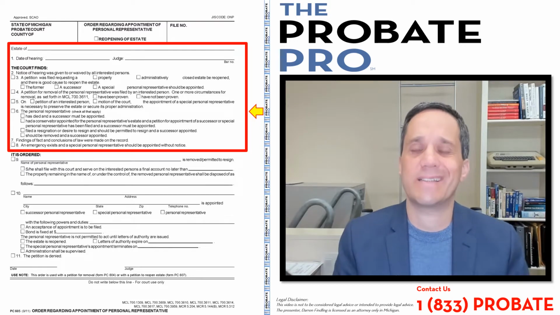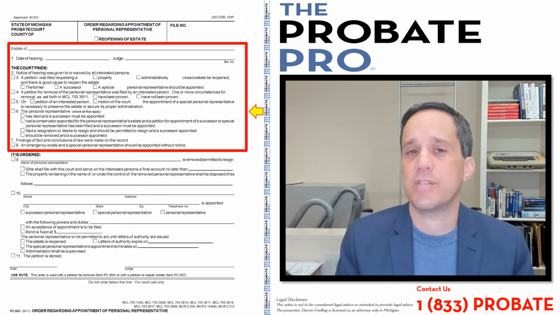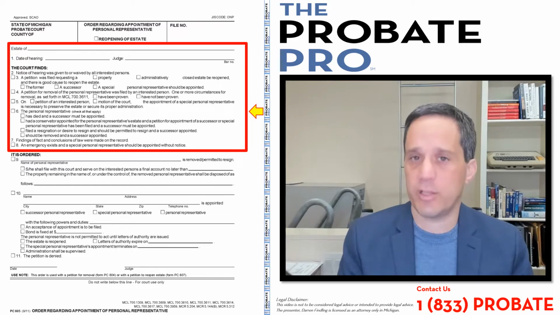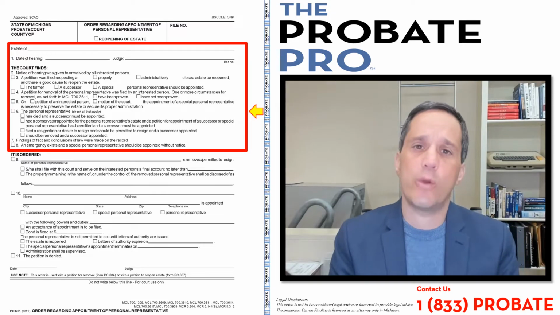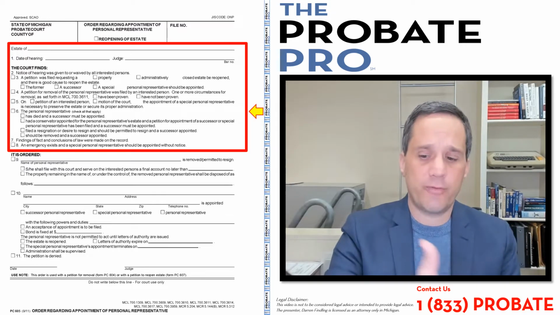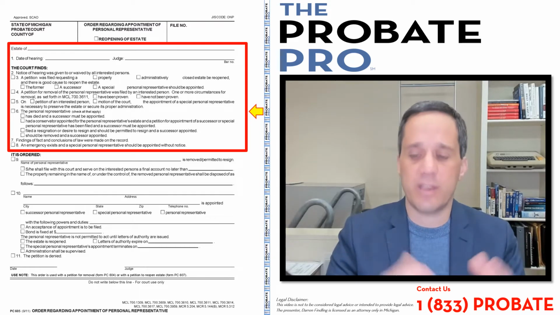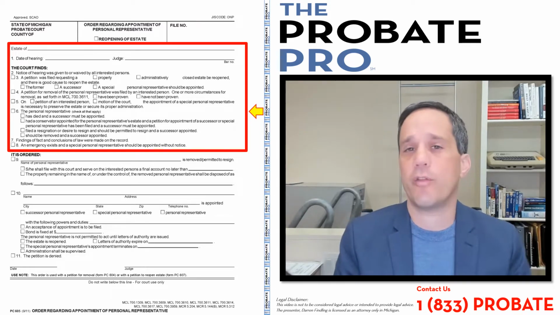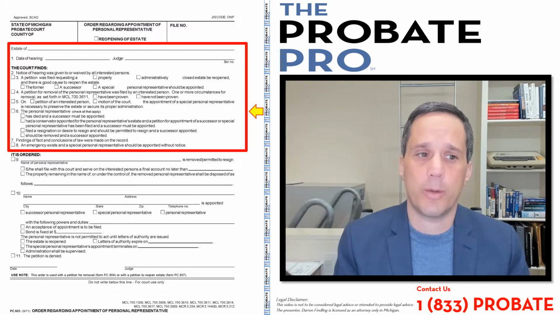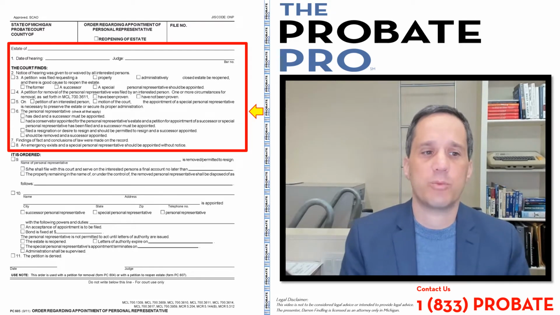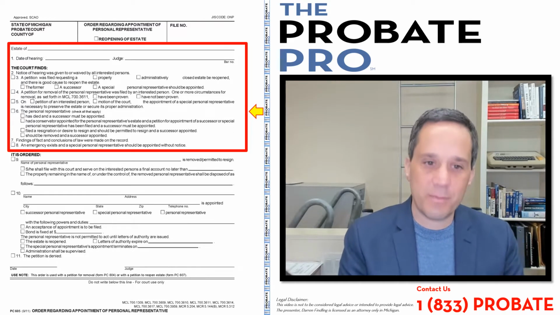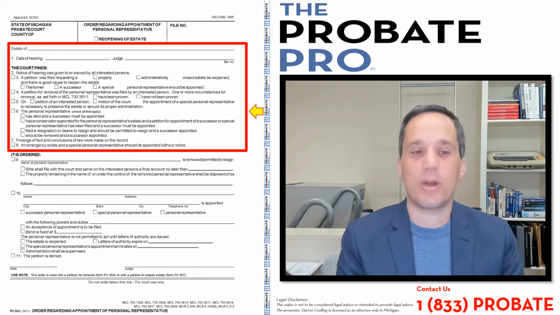Number 2 is a statement that notice of hearing was given to or waived by all interested persons. This is the case with all petitions that are filed. You file a petition, you must give notice. That notice can be waived by all the interested persons as defined in the statute as well as the court rule. Number 3, a petition was filed requesting a properly closed estate be reopened or an administratively closed estate.